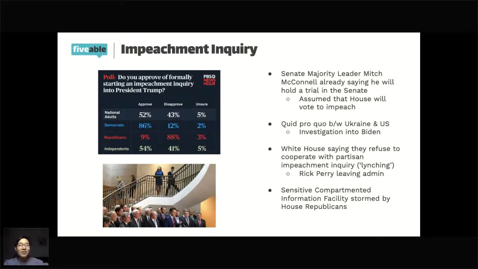Basically, they don't want to make a lined-up story that helps the president and protects him. Cool. Does anyone have any questions about impeachment?